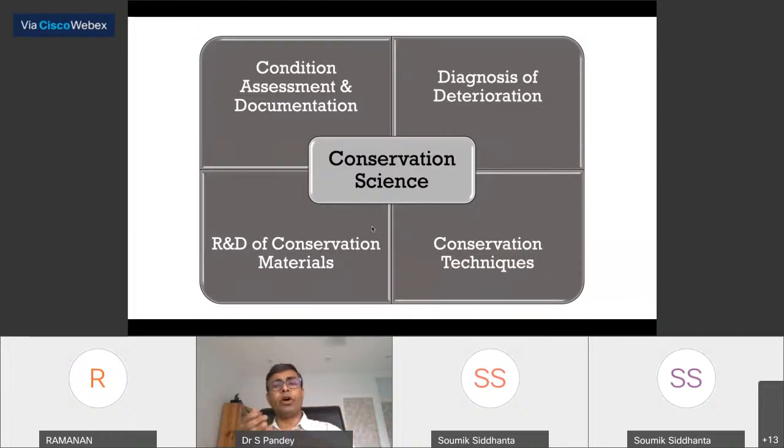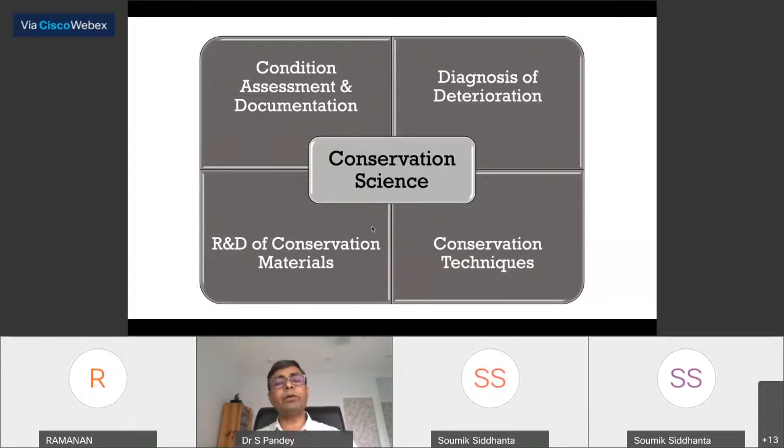Now, looking at conservation science, there are a number of ways we use science in conservation. For every artwork or object that we deal with, we do comprehensive condition assessment and documentation. We use a number of scientific techniques to do that. We do diagnosis of deterioration. In fact, my own research has been looking at the diagnosis of deterioration of stone. I have a couple of slides to show you.